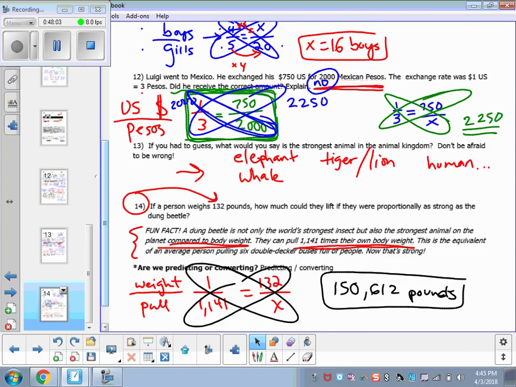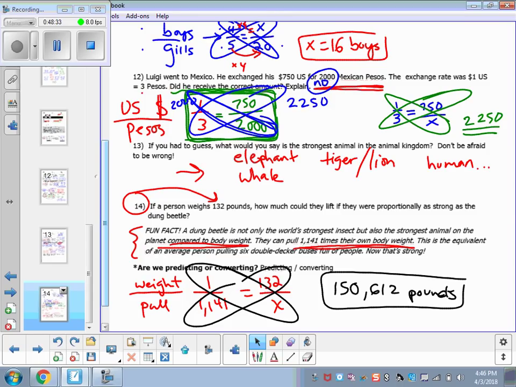Now I want you to think about the fact that Miss Hoffman weighs about 150 pounds. I'm not going to lie to you, I'll throw that out there. I weigh about 150 pounds. Now some of you couldn't even bench press me, meaning you couldn't even lift me up. Now what we're saying here is if you were as strong as the dung beetle, you could lift 150,000 pounds, which is unbelievable.